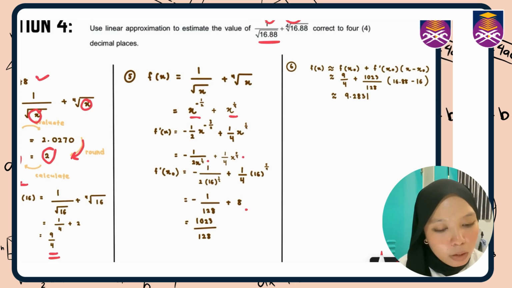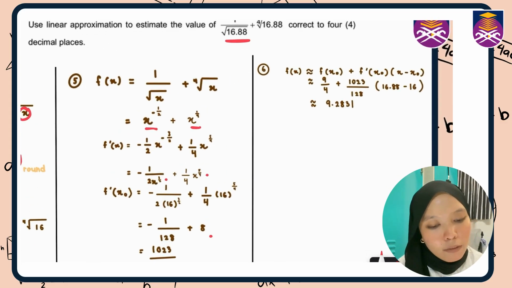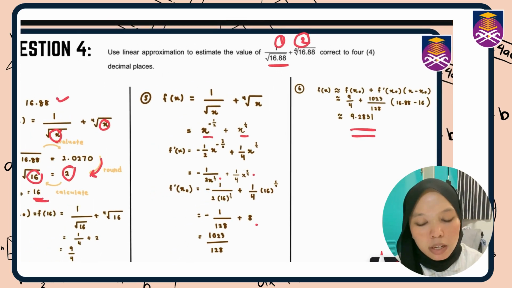And for the last step, we will be applying the formula, which is f of x estimate equals f of x naught plus f prime x naught multiplied with x subtract x naught. So we will substitute the values that we just got into the formula, which is 9 over 4 plus 1023 over 128 multiplied with 16.88 subtract 16. So the final answer will be estimated to 9.2831, since the question asks for 4 decimal places.